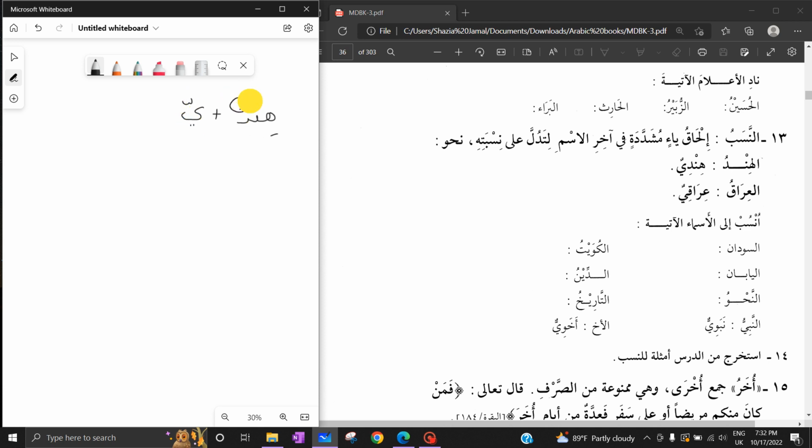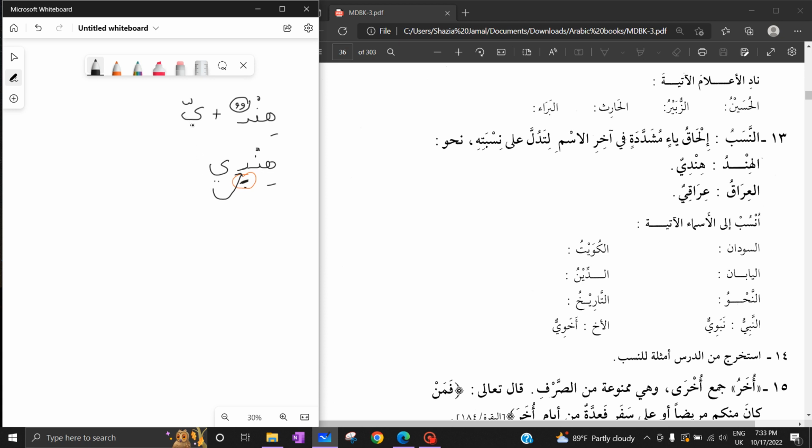If this is in marfu form, then what will you do? Hindun, hindiyun. Now this dammatain shows that this noun is in marfu case. Now what will you do? This dammatain will change to kasra. Why will it change to kasra? Any answers, any guesses? Because when ya is added, this ya will force the last letter to have a kasra. This is the rule. The moment ya comes, it will force the last letter to have a kasra. That's why the dammatain is removed, so it becomes hindi.